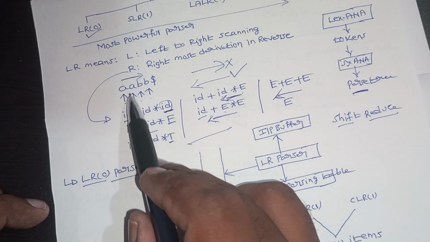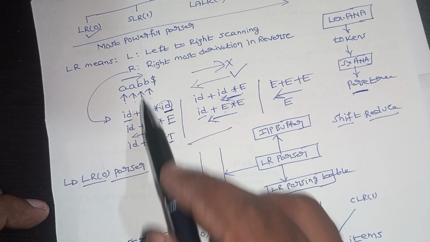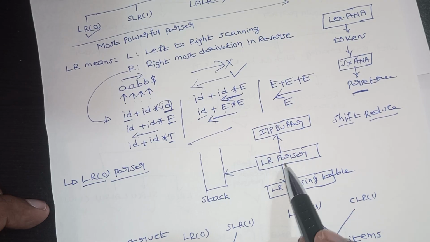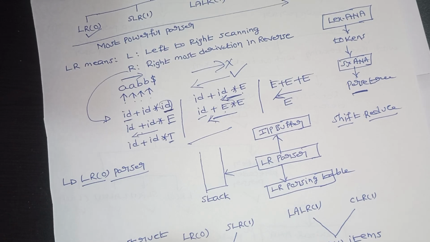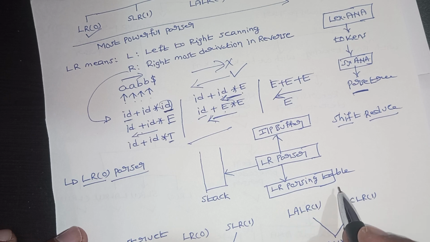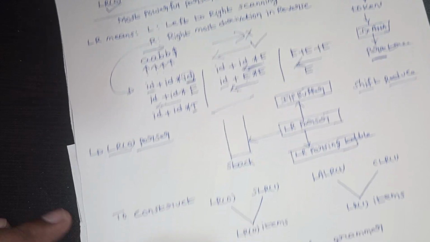Okay, so to store the input string for scanning purposes, I am taking the input buffer. LR parser is an algorithm. Next one, this is a parsing table. That is the LR parsing table. Okay, now what do we have to do?